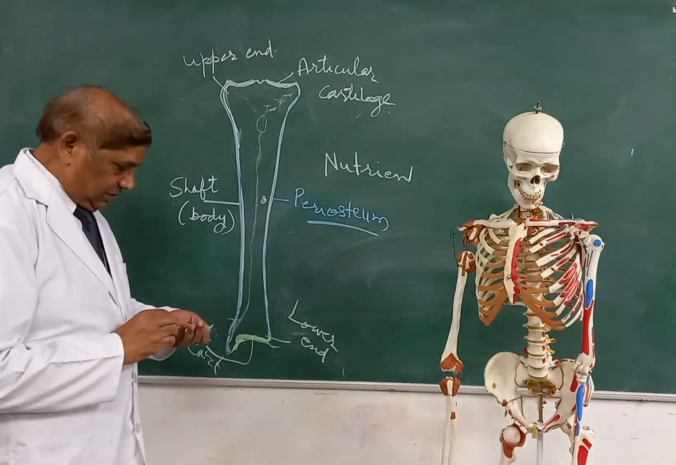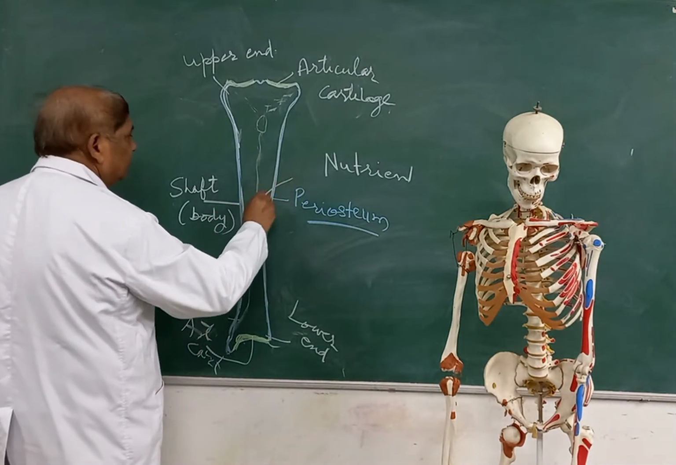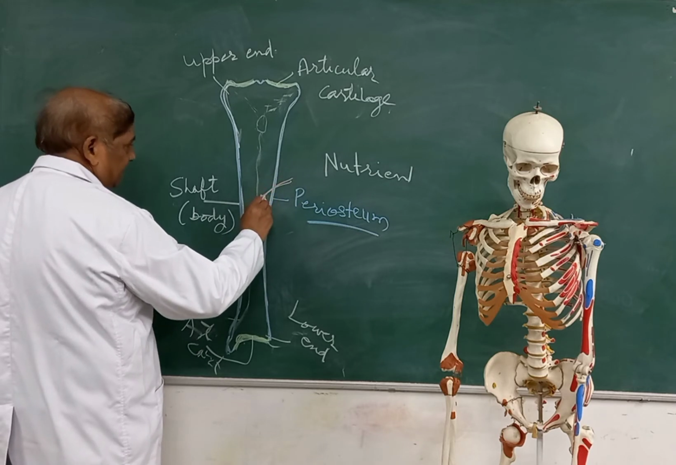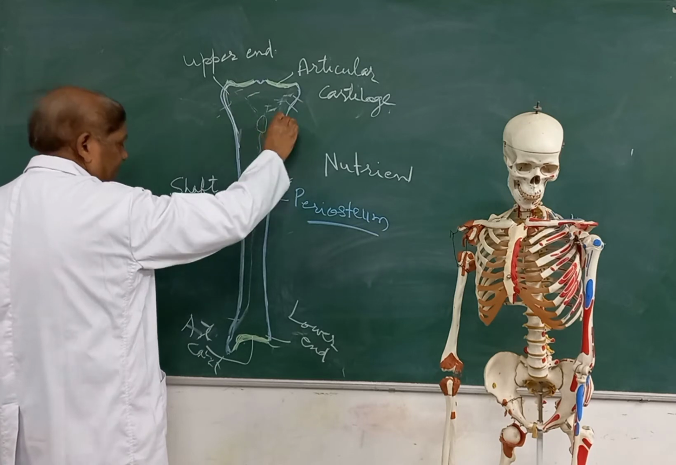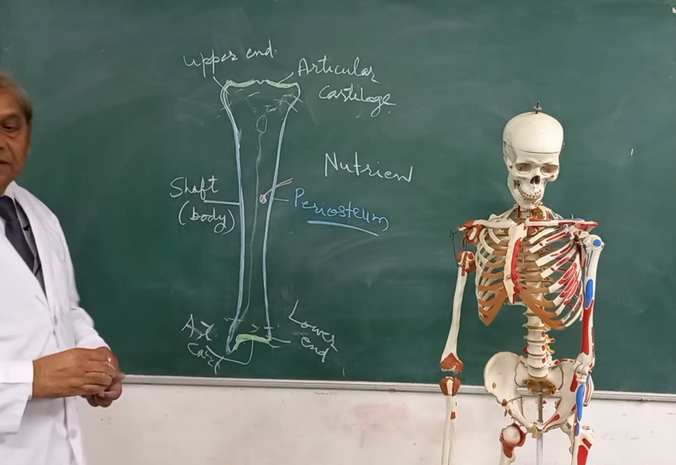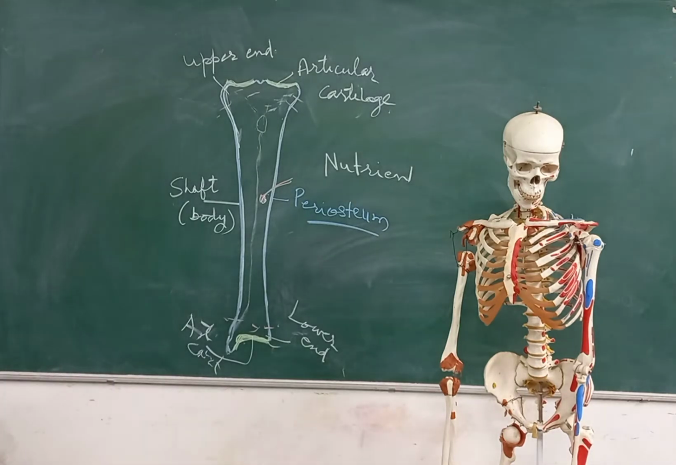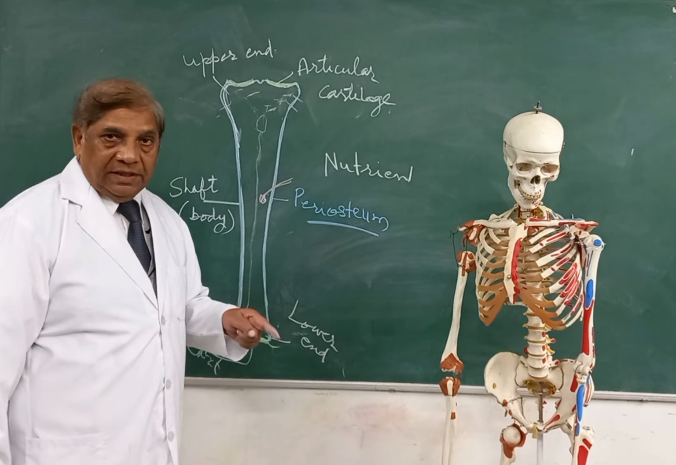In a living condition, there will be the passage of blood vessels and nerves through the nutrient foramina, and there will be minute foramina present at the lower end for the blood vessels and the nerve. This indicates that the long bone is a living structure. It is not a dead structure.